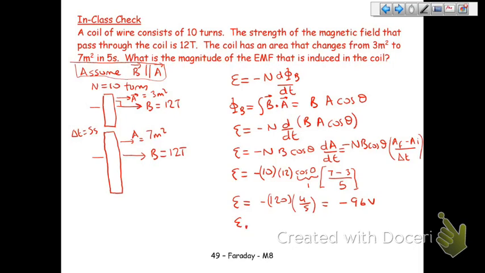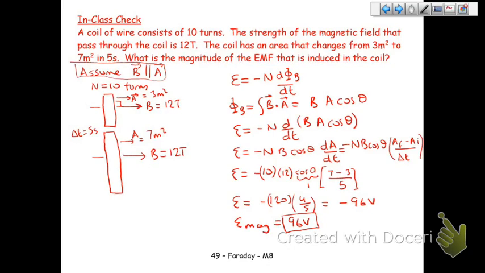And so my Emag is equal to 96 volts. I'm sorry? The mag is no longer negative. No, the mag is never negative. Magnitude just means what's the size of. Positive, negative, doesn't matter for that.